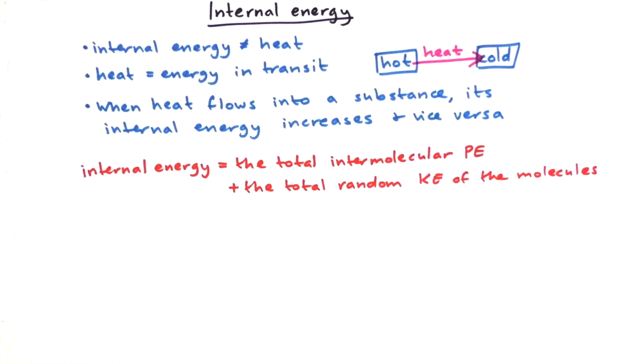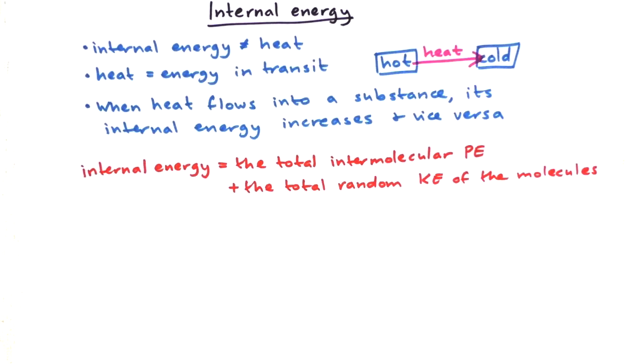Now pay attention to the fact that we use total in this equation. So that means that we're not talking about the average potential and kinetic energies, we're talking about the total. So this is different from our definition of temperature, which was the average kinetic energy of the molecules. Because it's total here, that means that if we take twice as much of the same material, we actually have twice as much internal energy. That's if they have the same temperature, of course.